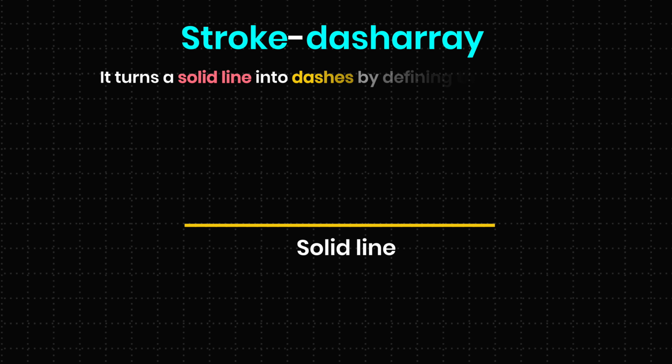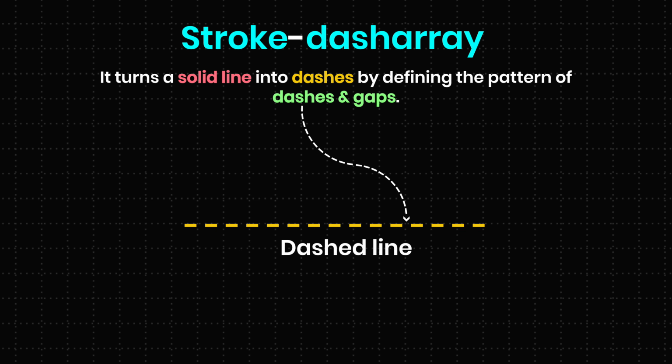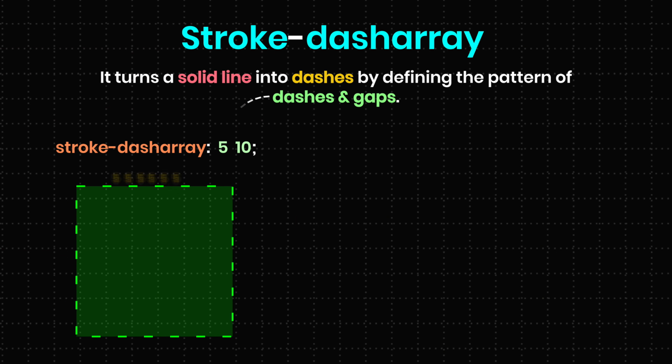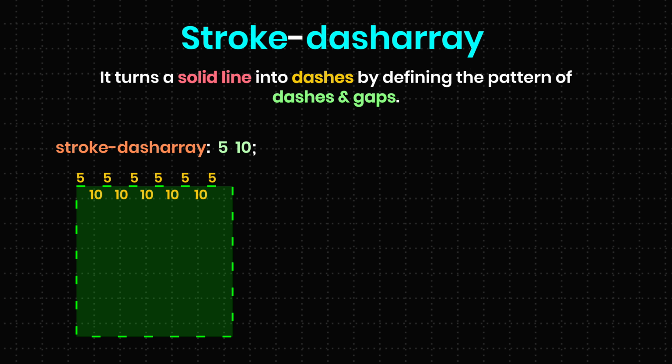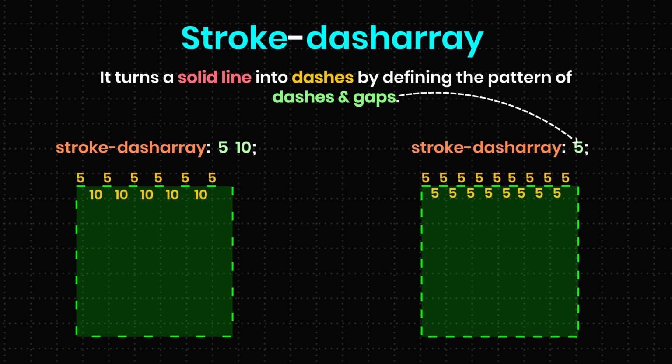The stroke-dasharray property turns a solid line into dashes by defining the pattern of dashes and gaps. For example, stroke-dasharray 5 10 creates 5 units of line and 10 units of space, repeating. If you use a single value like 5, it creates equal dashes and gaps.